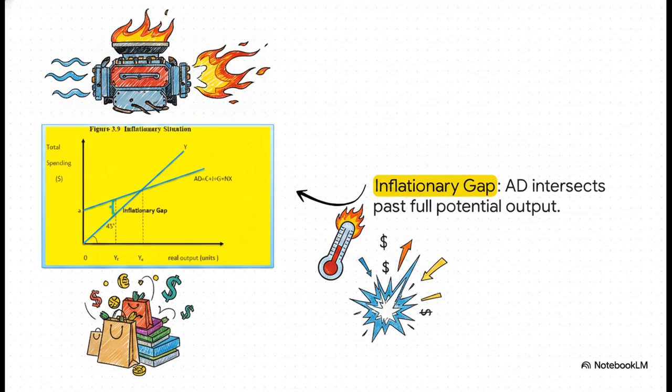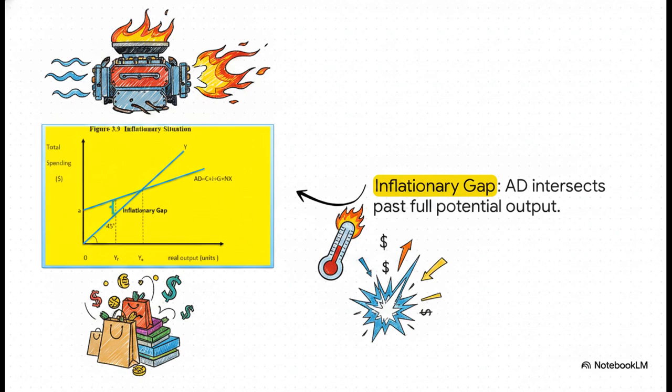Let's actually zoom in on the problem we run into at that peak. When aggregate demand shoots right past the economy's full potential to produce, we hit what's called an inflationary gap. Basically, the engine is running dangerously hot. Every single person is out there spending money, but businesses literally cannot produce goods fast enough to keep up.